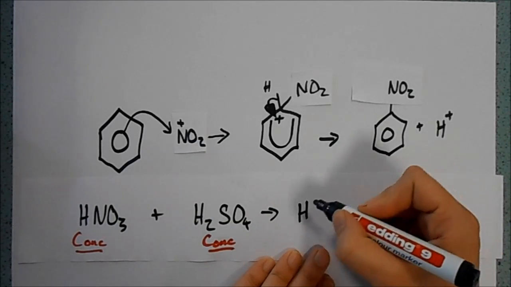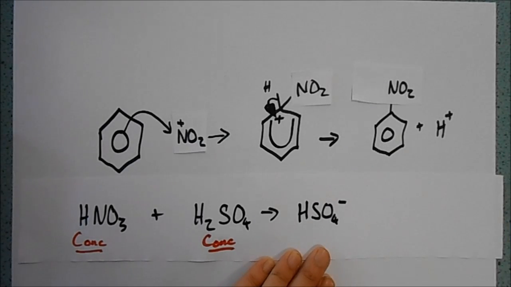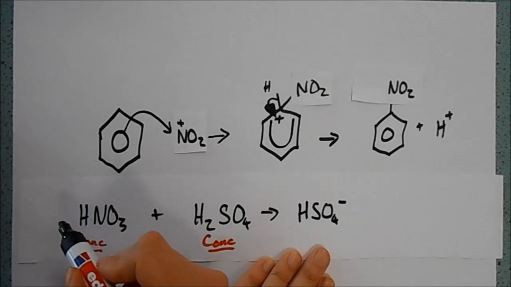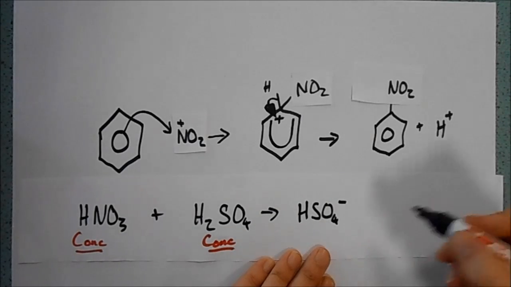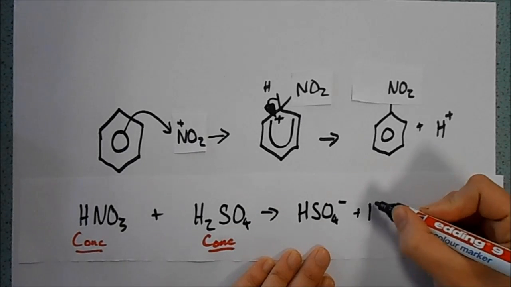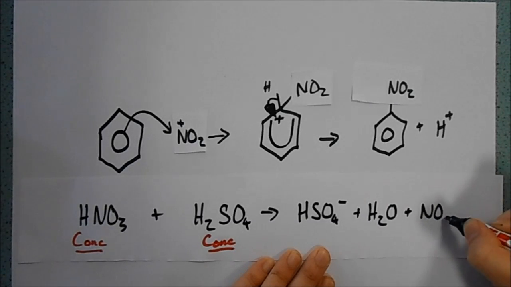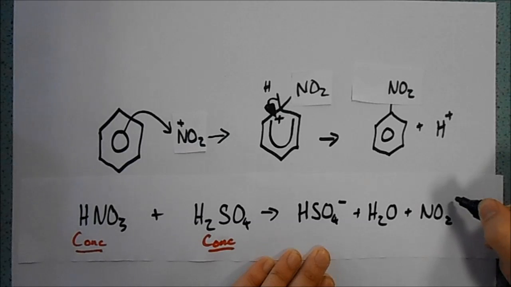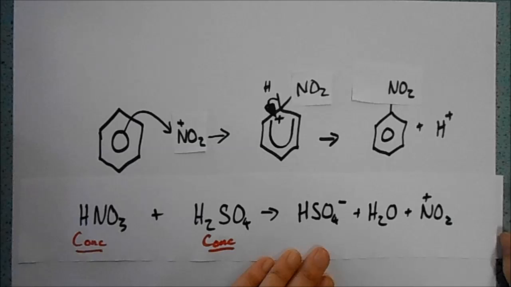So we end up with HSO4 minus, and we end up with that proton there ending up over here with that one and that one, sorry, the hydrogen and the oxygen, to make water, and then what's left over is our NO2 plus. Now you could put the plus up there. I'm going to be consistent here with what I've drawn there.